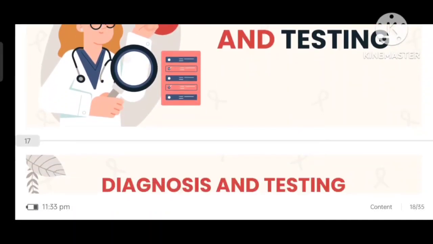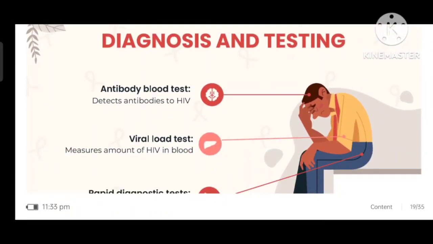Diagnosis and testing. Under this, first we have the antibody test. Antibody tests look for antibodies in your blood. Antibodies are proteins your immune system makes to fight infection. These tests help your provider confirm a diagnosis of a wide range of diseases, disorders, and infections, including COVID-19.